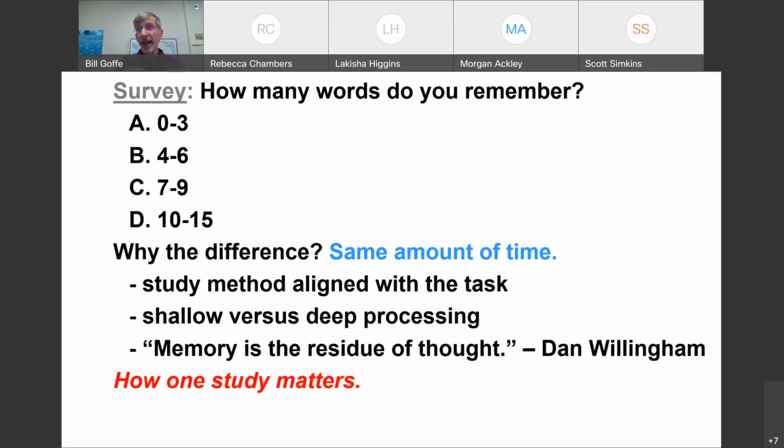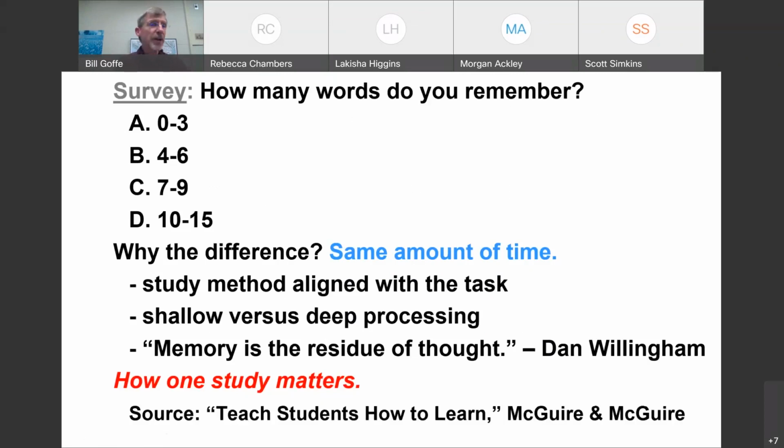And for sure, when you're studying economics, you're not studying word lists like this, but the principle certainly holds. What you do, how you study matters quite a lot. And the more you think about the thing, in line with this cognitive science quote, it matters quite a bit. The source on this demo is Teach Students How to Learn from McGuire and McGuire. I won't mention this book more tonight, but it is a useful source to have overall. I have several other sources at the end here.